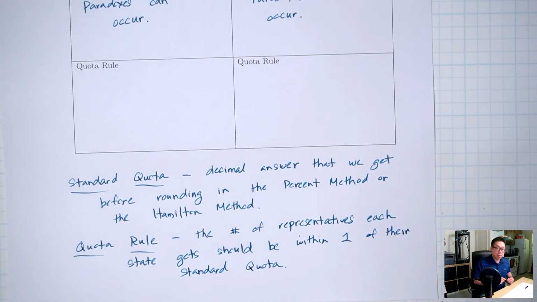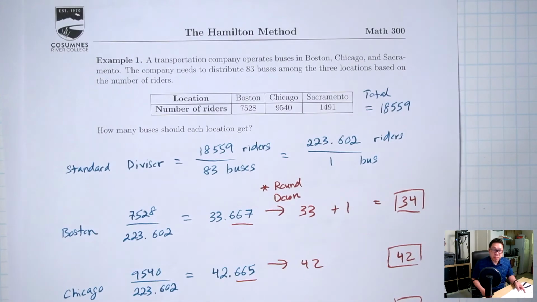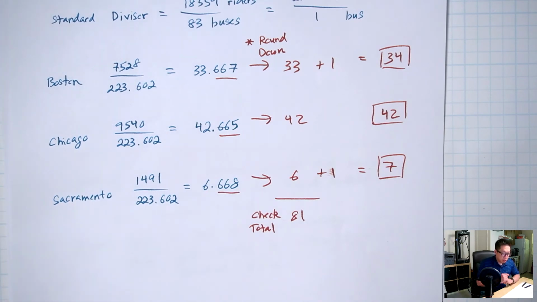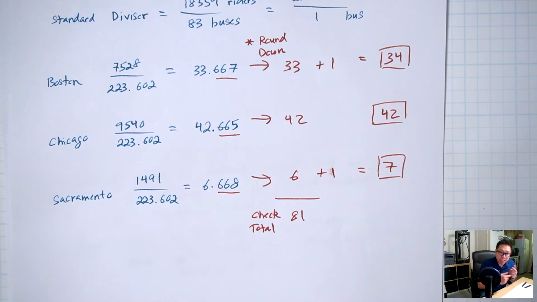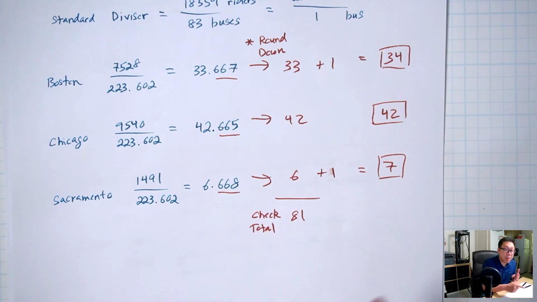And what do I mean by this? Okay, so here's the Hamilton method for those 83 buses. Let's look at Sacramento. So the standard quota, which is the number before we rounded, was 6.668. So that's exactly how many buses Sacramento deserves. So what the quota rule says is that we're okay with giving 6 to Sacramento. We're okay with 7 to Sacramento, but we're not okay with 8 to Sacramento.